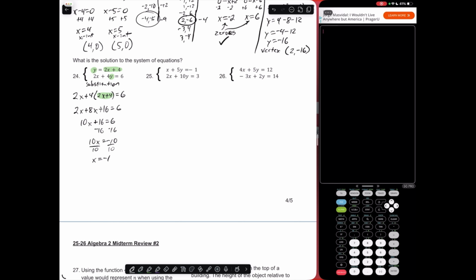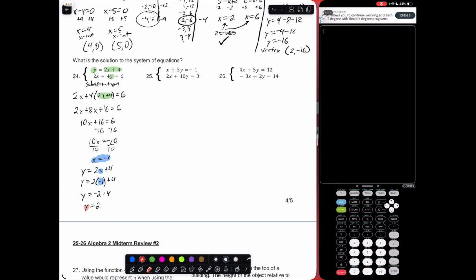All right, we need the solution to the system, so we need a y value. So I'm going to go back to the y equals 2x plus 4. Substitute in your x value and simplify. So x came out to be negative 1, so that's going to go here. And then y turned out to be 2. So our solution, let me not put it there, we need space for the next problem. Our solution is negative 1, 2. Highlight that and that.